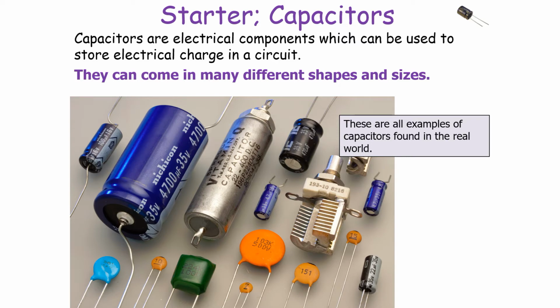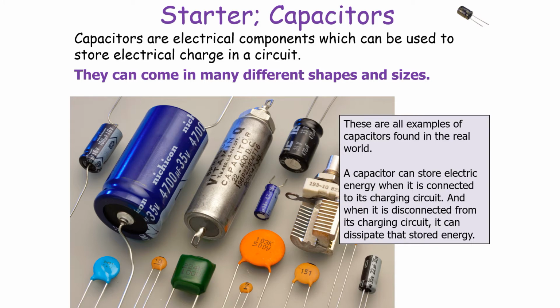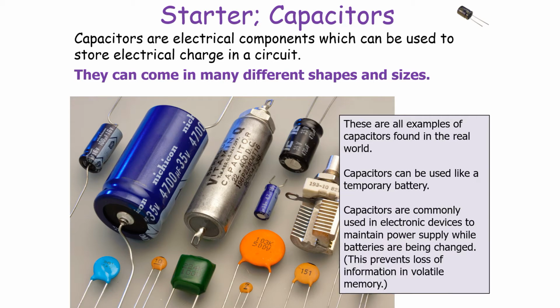Now capacitors are electrical components which can be used to store electrical charge in a circuit, and they come in many different shapes and sizes. Now on the screen you can see examples of capacitors found in the real world. Now a capacitor can store electrical energy when it's connected to a charging circuit, and when it's disconnected from its charging circuit it can dissipate that stored energy.